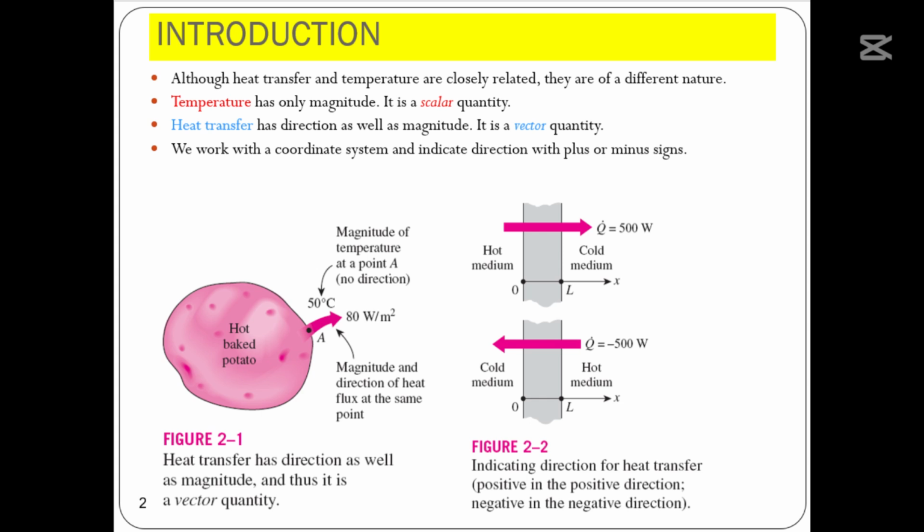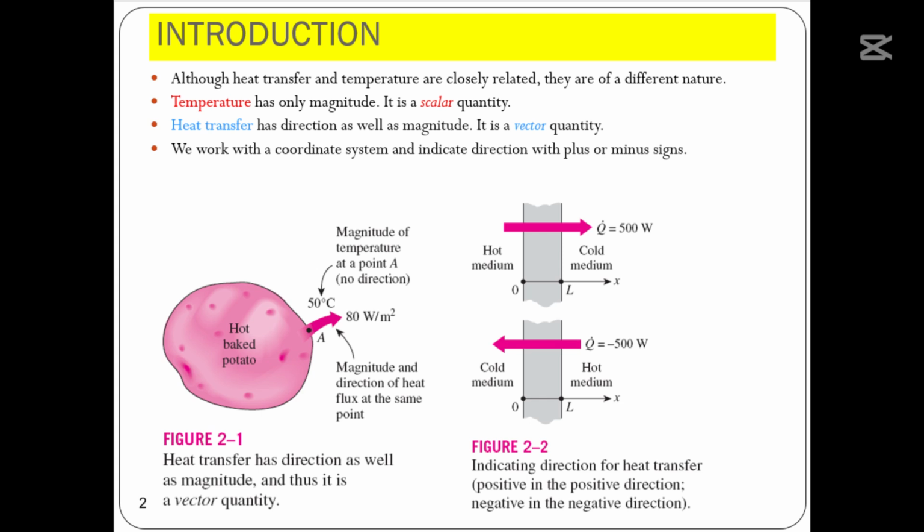Similarly, because heat transfer is a vector quantity, if the axis is changed, then the heat transfer will change its sign. For example, here the heat transfer is taking place in the positive x direction, so the heat transfer rate is 500 watts. And if we reverse the direction to the negative axis, the sign of the heat transfer will be reversed.